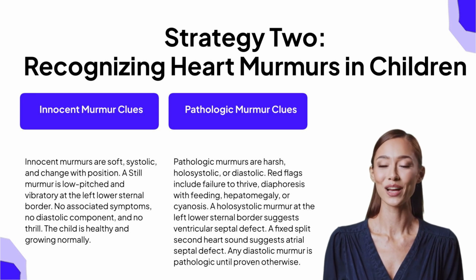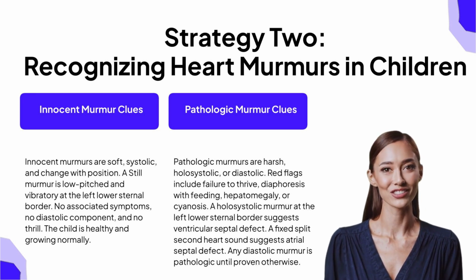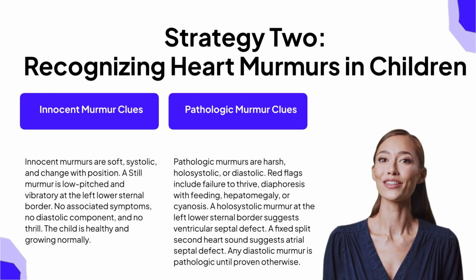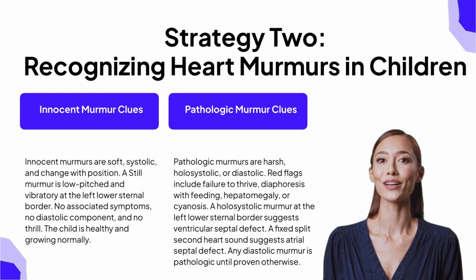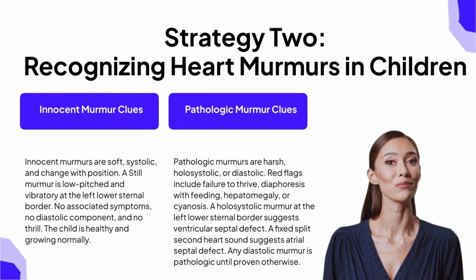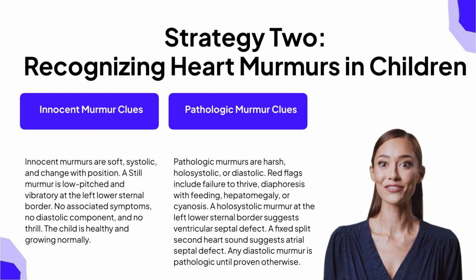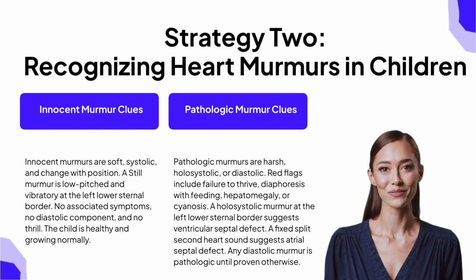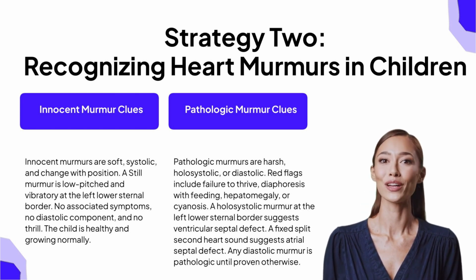Strategy 2 is all about recognizing heart murmurs in children, because the boards test this in so many different ways. For innocent murmurs, remember that they are soft, systolic, and change with position. The most common innocent murmur is a Still murmur, which is a low-pitched vibratory murmur heard at the left lower sternal border in young children. Innocent murmurs have no associated symptoms, no diastolic component, and no thrill. The child is otherwise healthy and growing normally.